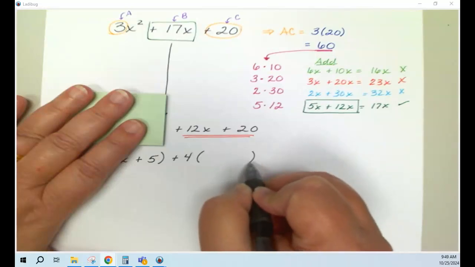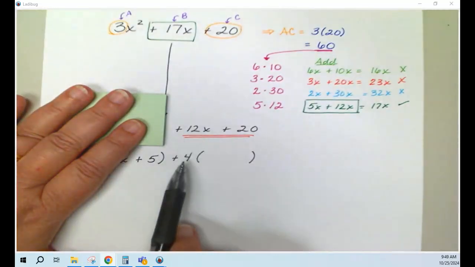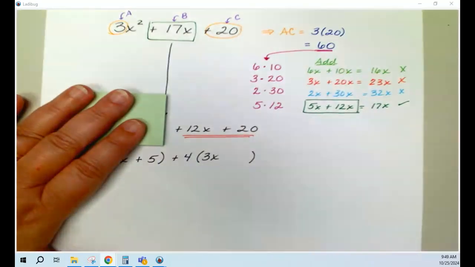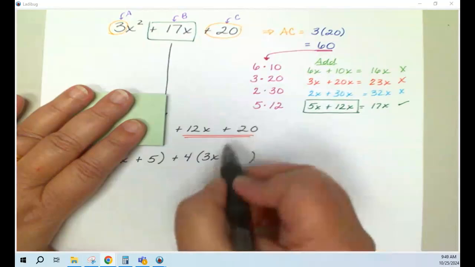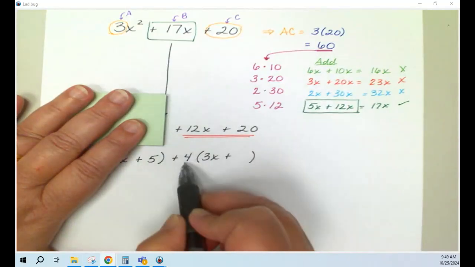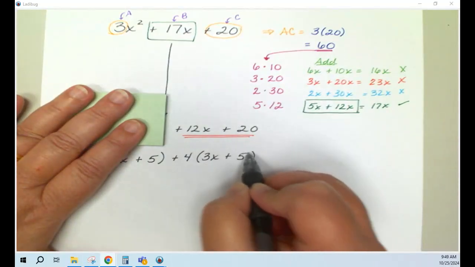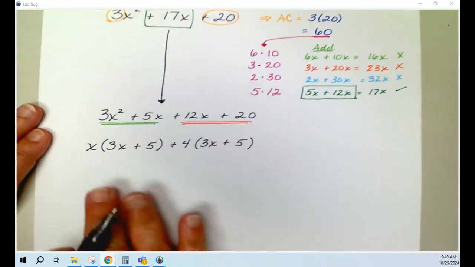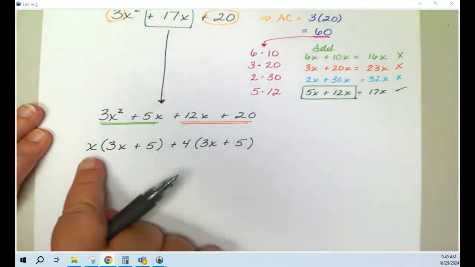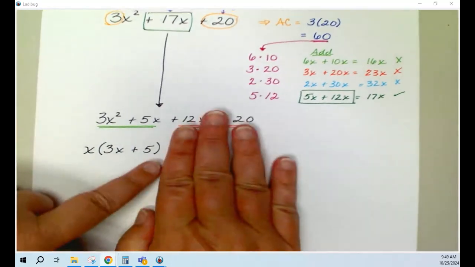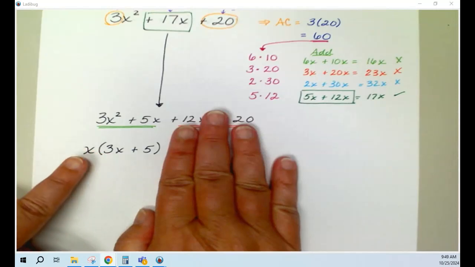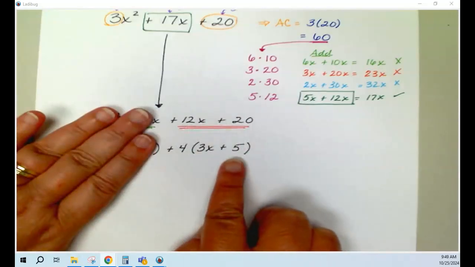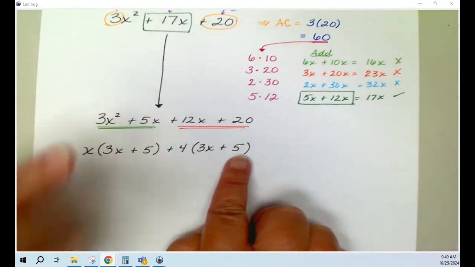Okay. Open up our set of parentheses. 12 divided by 4 is 3, and then we're going to keep that variable of x. Bring down our plus. And 20 divided by 4 is 5. Okay. So now when you look at this problem, do you notice anything that appears in this product? Because notice it's x times 3x plus 5. That also appears in this product of 4 times 3x plus 5.